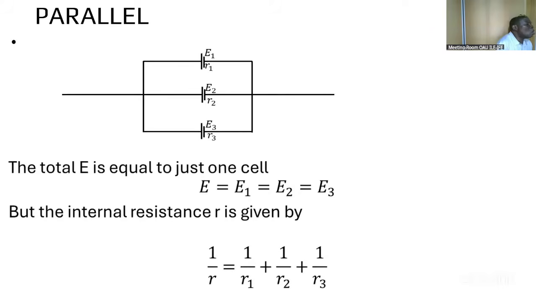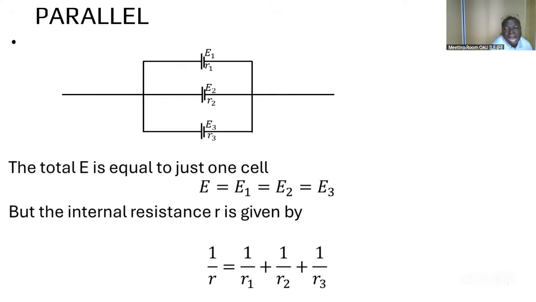And I don't want to leave all the 3 idle. I don't want to connect just one. I want my battery to work effectively. So what will I do? Because it's 12 volts I need, and I have 12 volts in each of the batteries, I will connect them in parallel. Are you getting me?